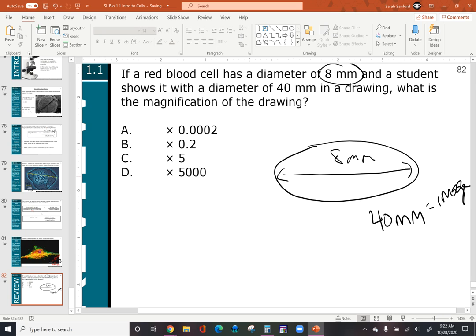Okay, so if the actual is 8 millimeters, so that's this, in real life, that's the size, and they drew it to be 40, right? How many times bigger is 40 than 8? It's 5. It's 5 times bigger. Yeah, got it?